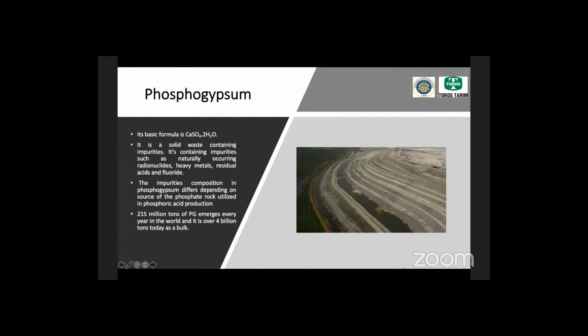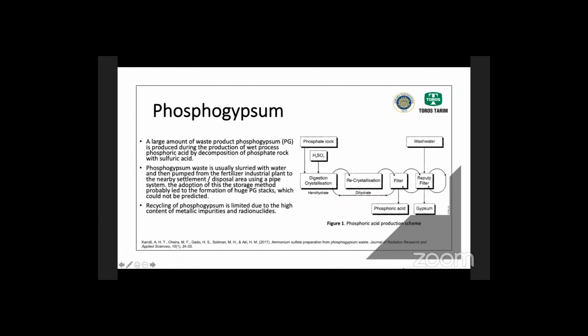250 million tons of PG emerge every year in the world, and it's over 4 million tons today as a bulk. A large amount of waste PG is produced during phosphoric acid production by the wet process, based on the reaction of phosphate rock with sulfuric acid, as shown in figure 1. Recycling of the PG is limited due to its high content of impurities.